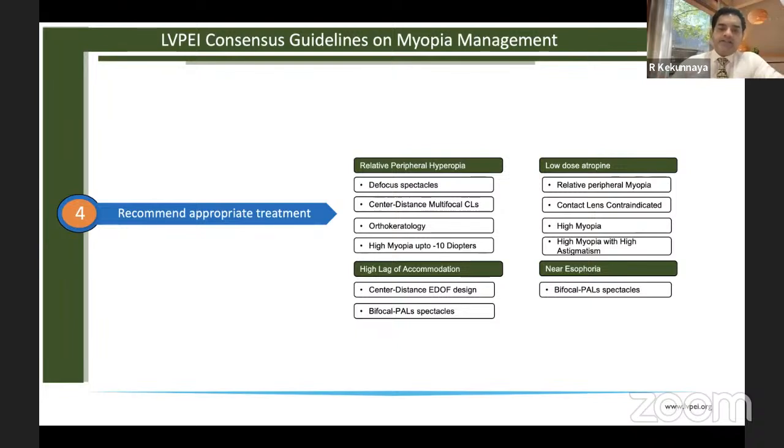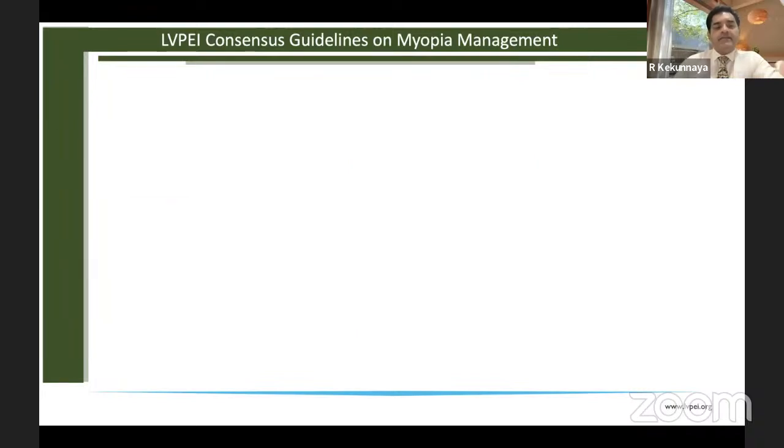For the rest of the conditions, you can give orthokeratology up to -10 diopters. More than that, it becomes difficult. This is the recommended appropriate treatment, whether pharmacological, optical, or just a different lens design. These are the 4-5 simple things you can do in your practice.